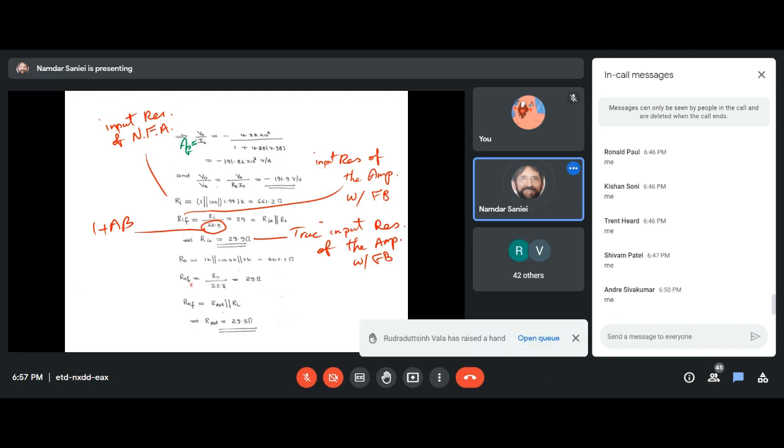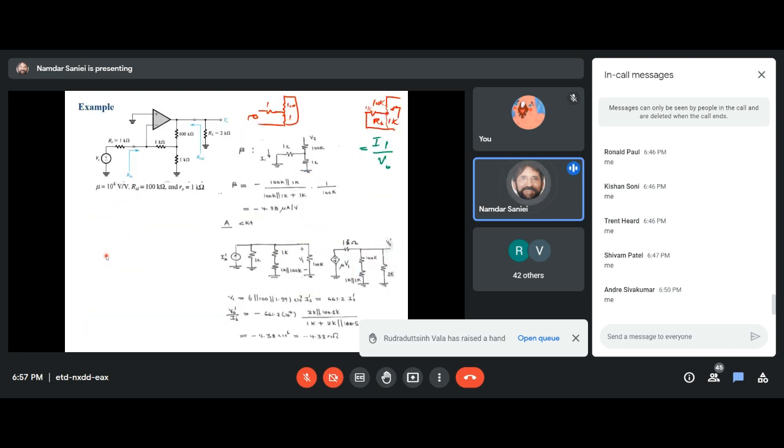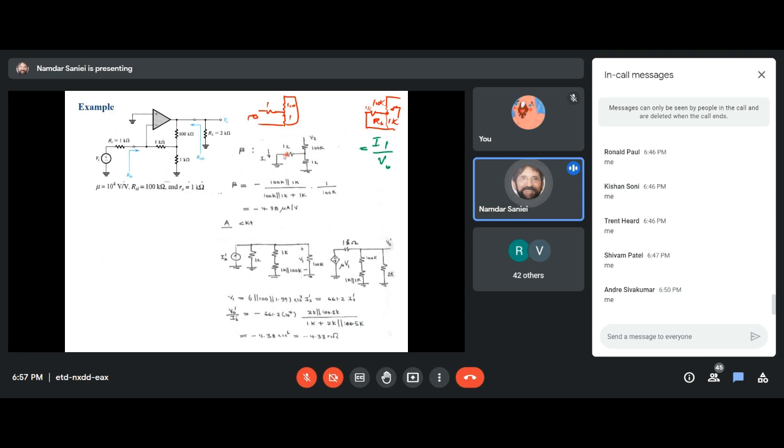Go ahead. Okay. Yes, Vala, please. Sir, can you explain the beta part again? I'm a bit not sure. Sure, the beta, yeah. Here it is. So beta comes from the feedback network, right?